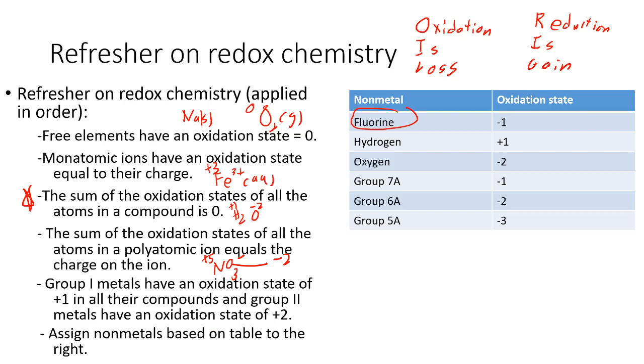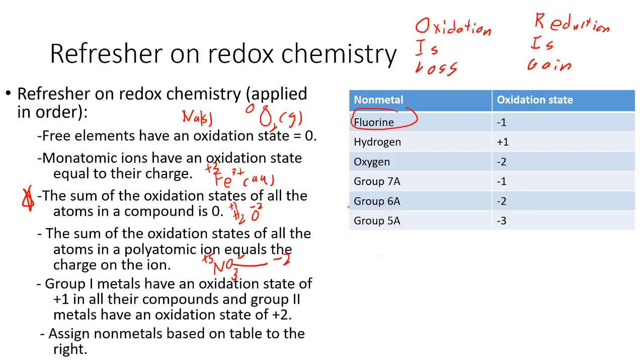Our next rule is group 1 metals have an oxidation state of +1 in all of their compounds, and group 2 metals have an oxidation state of +2. That's things like sodium, calcium, stuff like that. Our last rule is the one you will probably use the most. Assign nonmetals based on the table to the right, and do them in order. So fluorine is a -1, hydrogen's a +1, oxygen's a -2. Then we have group 7A, 6A, and 5A, where group 7A is stuff like fluorine, bromine, iodine, your halogens. Group 6A is the one that starts with oxygen, so like oxygen and sulfur, and then group 5A is what we have starting with nitrogen.